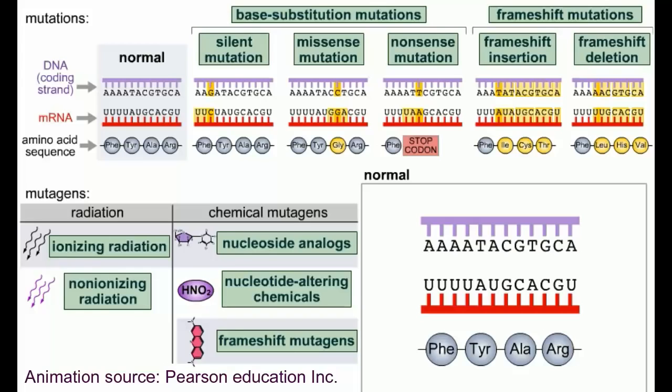Here we will see the different types of mutations and the different types of mutagens that cause those mutations. We will also see cells' different strategies to fight against those mutations. Let's begin with the different types of mutations. First, we will see the base substitution mutation.